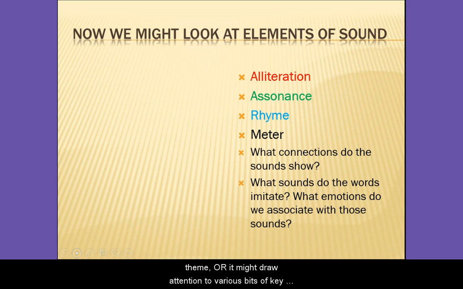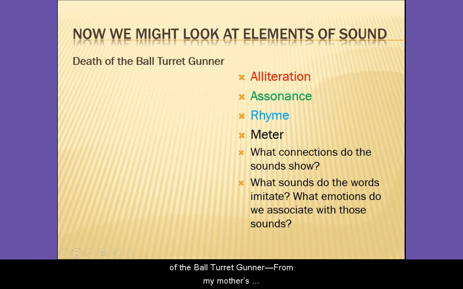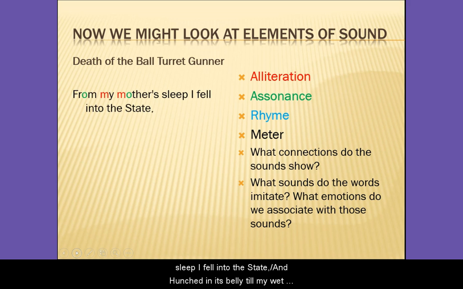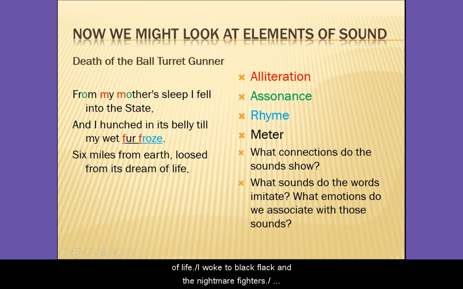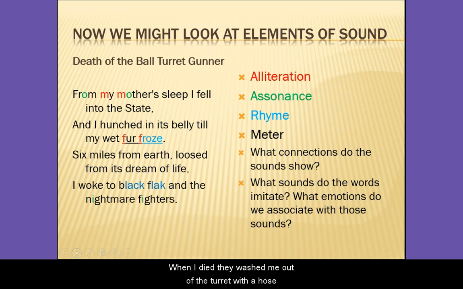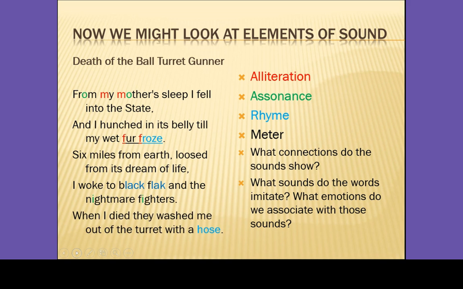Listen to the poem one more time. Death of the Ball Turret Gunner. From my mother's sleep I fell into the State, and hunched in its belly till my wet fur froze. Six miles from earth, loosed from its dream of life, I woke to black flak and the nightmare fighters. When I died they washed me out of the turret with a hose.